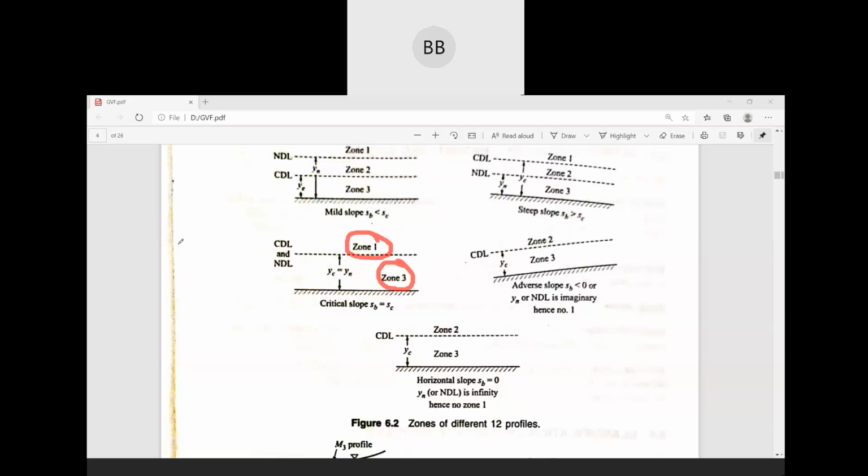So if we come to C profile, that is a critical slope profile, we'll be having only C1 and C3. And similarly for adverse, we'll be having only zone 2 and zone 3. Okay, and for your horizontal also we'll be having only zone 2 and zone 3.